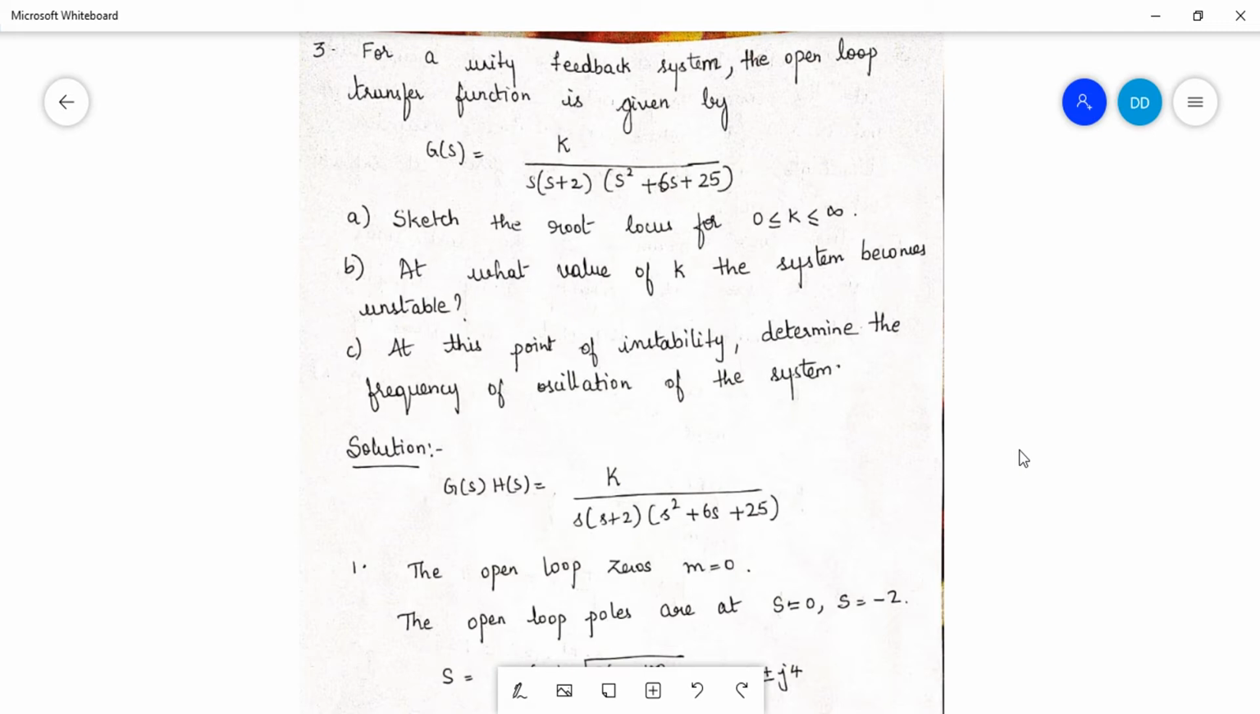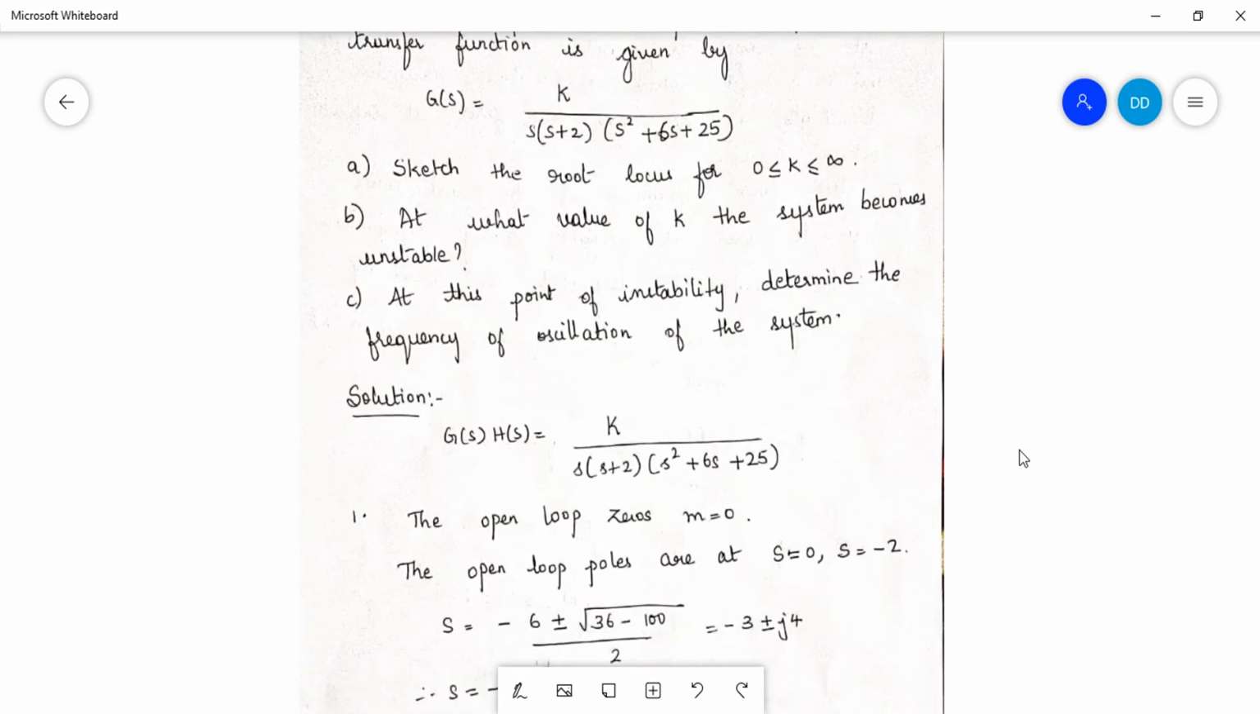So first we will write down the open loop transfer function G of s into H of s. H of s is 1, since it is a unity feedback system. So the very first thing is, with this open loop transfer function we have to find the number of poles and zeros.